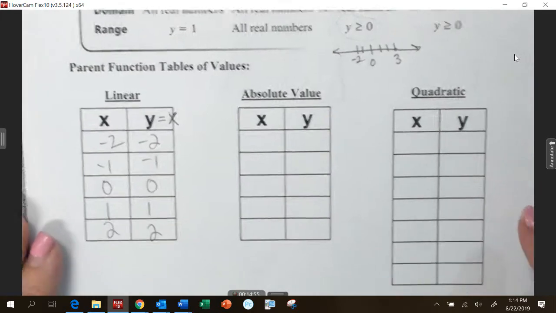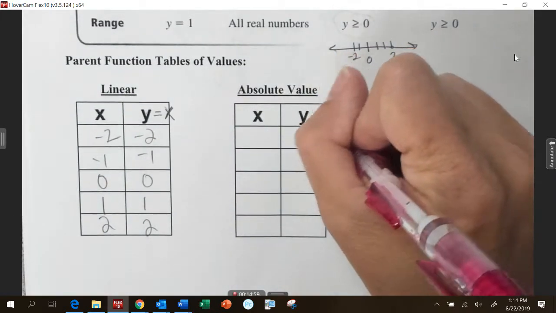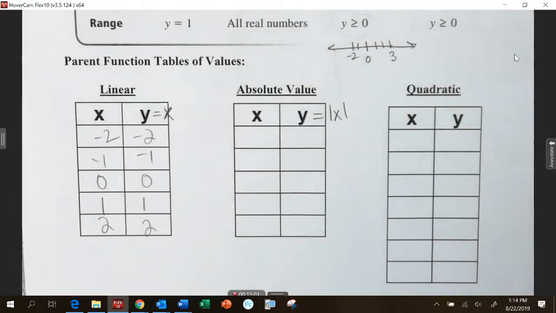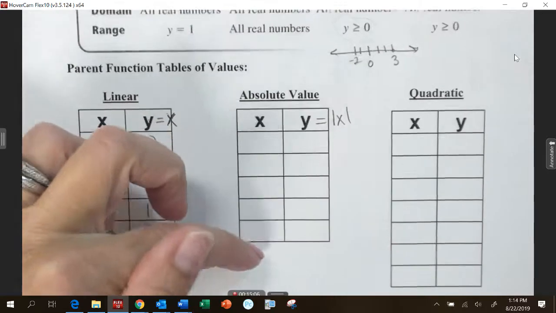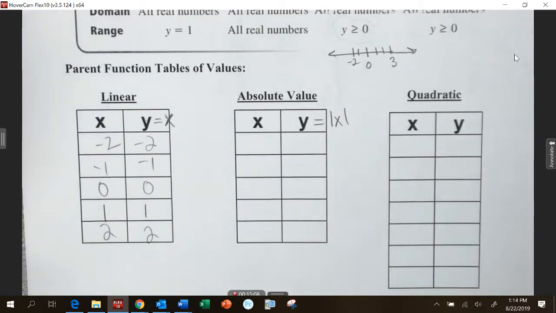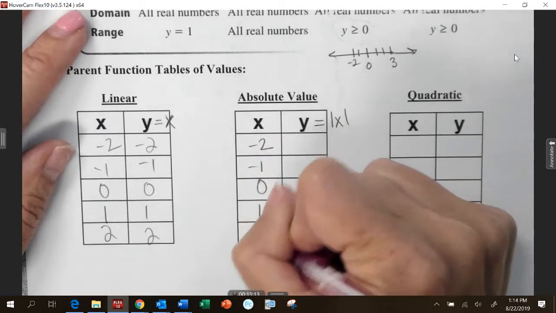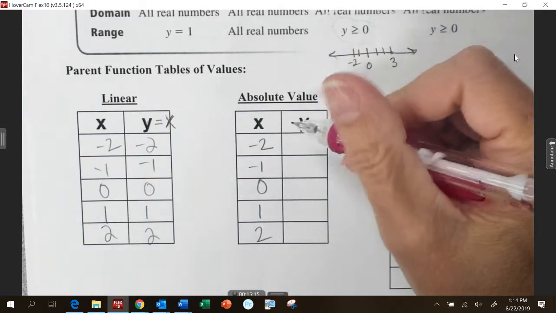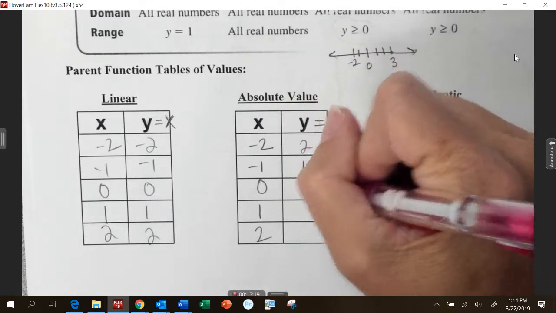Absolute value. This is y equals absolute value of x. What x's could I easily plug in to take the absolute value of? -2, -1, 0, 1, 2. So those are going to be our parent function values for absolute value. I'm going to plug those in, and when I plug those in, I only get positive.